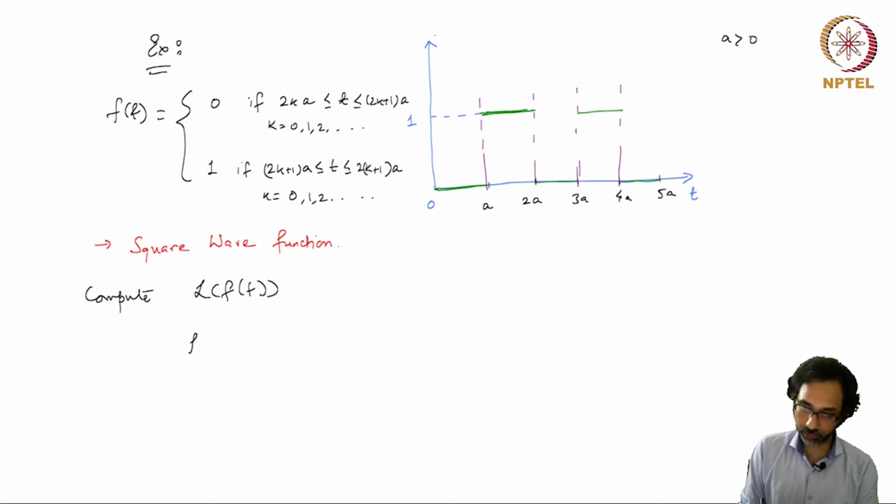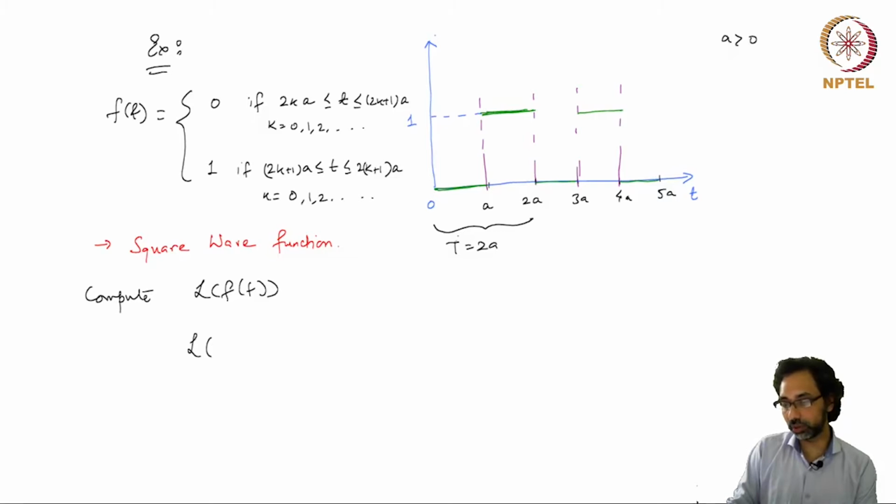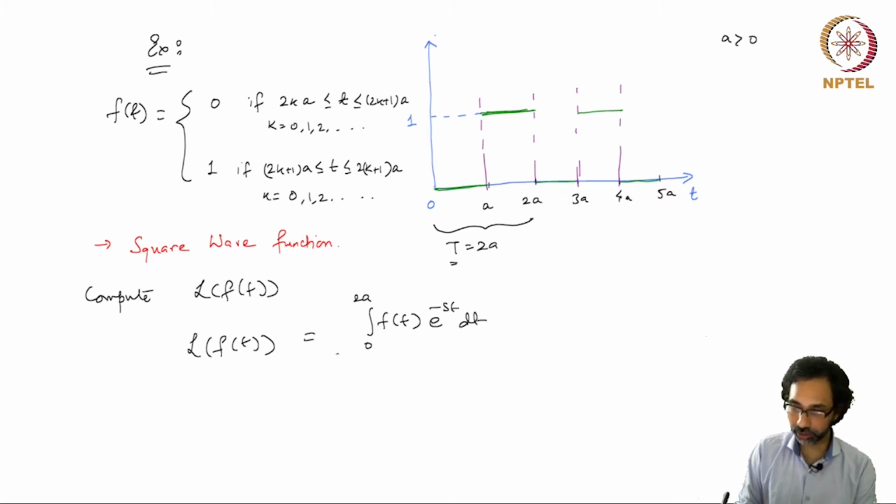So by our formula for periodic functions, note that the period here is 2a. So at every 2a the function repeats its behavior after every period of length 2a. So our period is 2a. Therefore the Laplace transform of f(t) is the integral from 0 to 2a of f(t) e^(-st) dt over 1 minus e^(-2as).